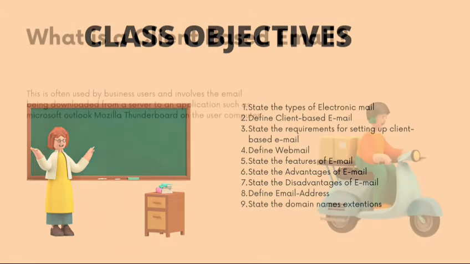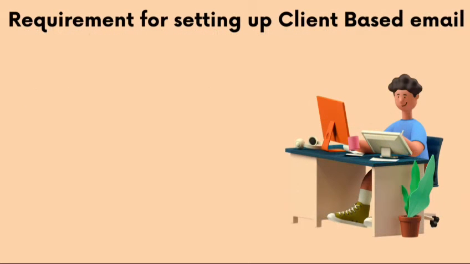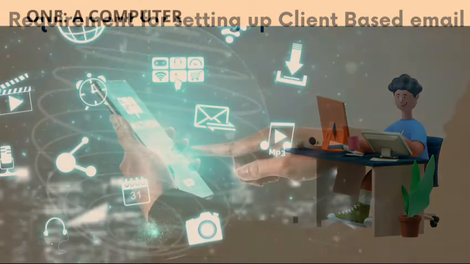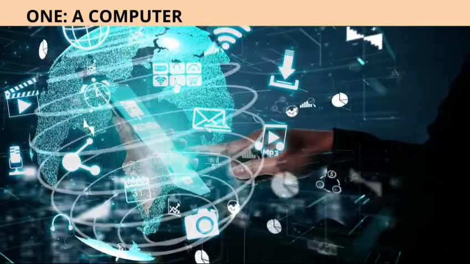Now, what was the very first one? One of the types, you talk about what is a client-based email. Have you ever tried to use your email from your app? That's an example of a client-based email. Have you ever downloaded the app of an email on your phone? That's an example of a client-based email. One good thing about a client-based email is that you really don't have to forget your password, because the moment you log in, it's there.